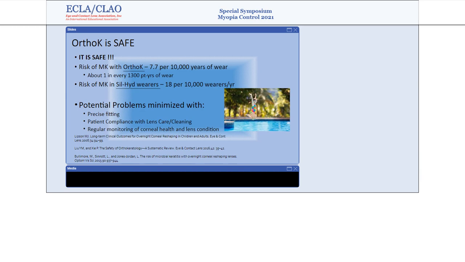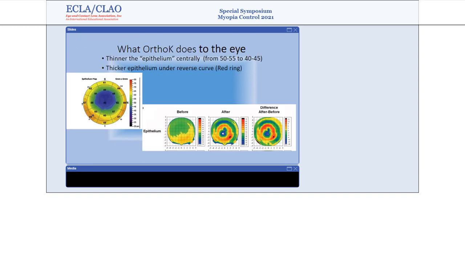We also know that there are numerous studies showing OrthoK is safe. The largest study done on this showed about 7.7 adverse events or microbial keratitis events during approximately 10,000 years of wear, so about 1 in every 1,300 patient years of wear, compared to overnight wear of silicone hydrogel lenses, where it's more than double that risk factor. But we also know that with careful evaluation, follow-up with patients, and careful adherence to compliance on care of the lens, the potential problems can be minimized.